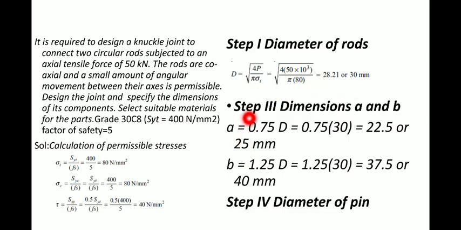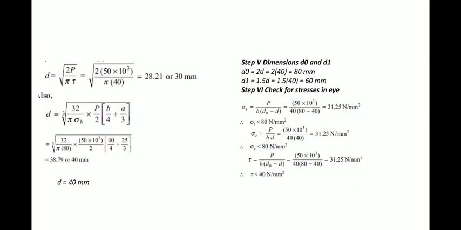Step 2, actually, we can call it step 2. Step 1 is calculate permissible stresses. Step 2, and now step 3, dimensions a and b. a is equal to 0.75 d, which is 25 mm, and b is equal to 1.25 d, which is 40 mm. Then diameter of pin.